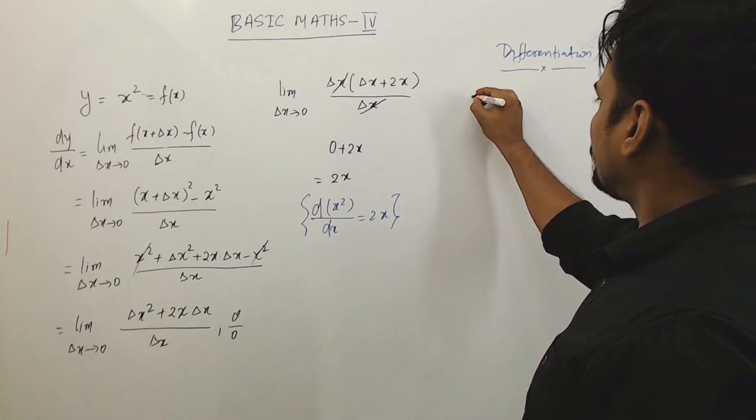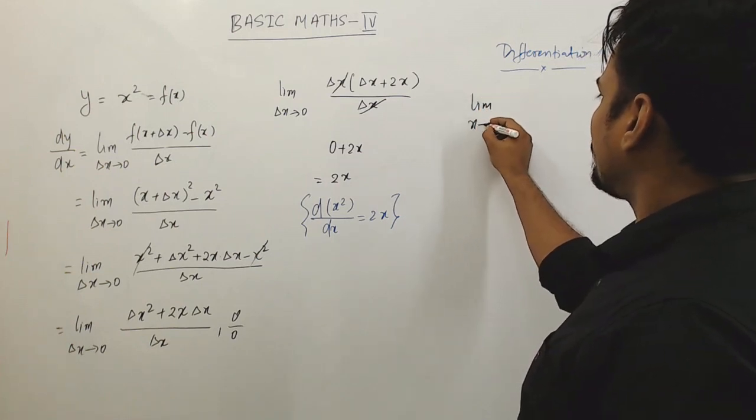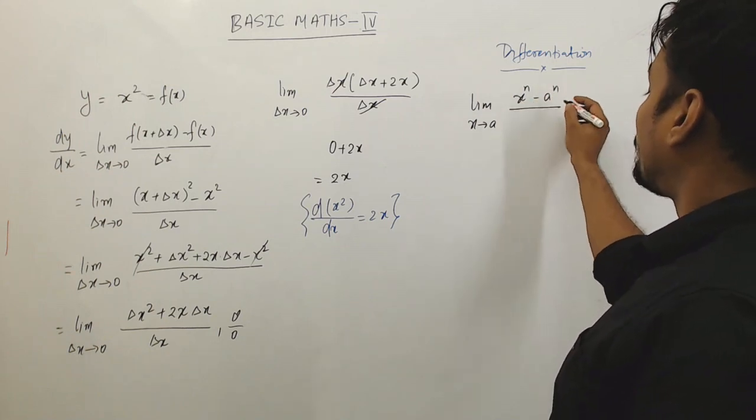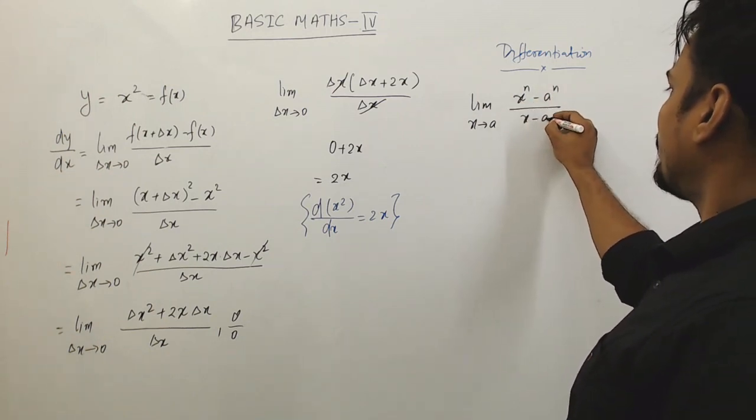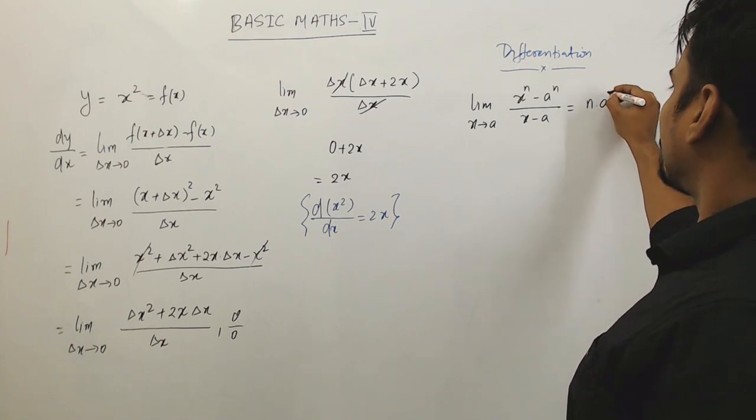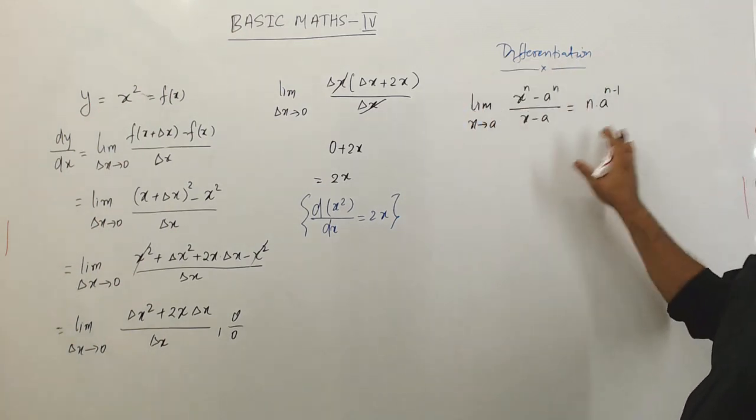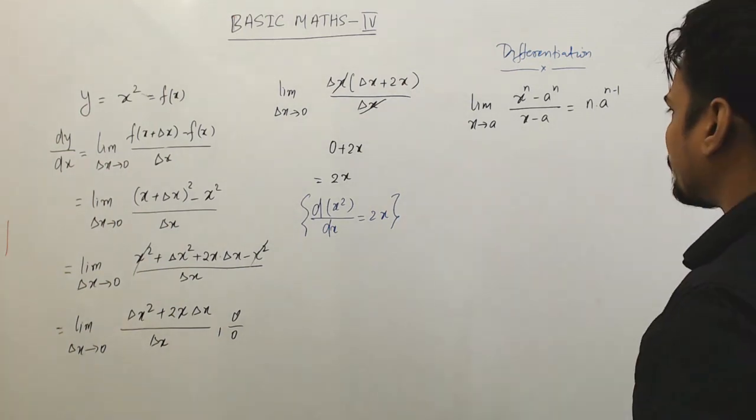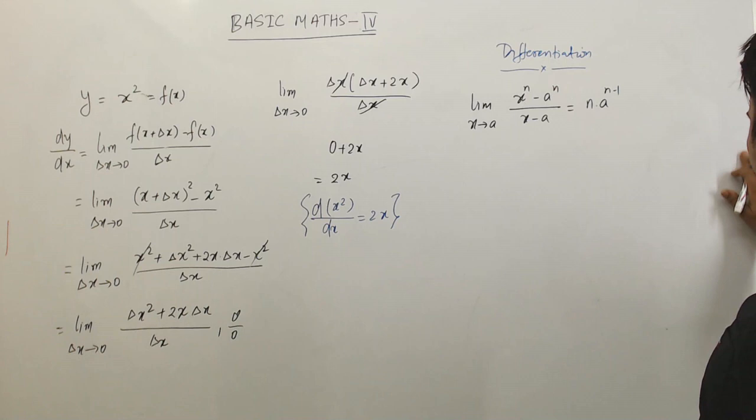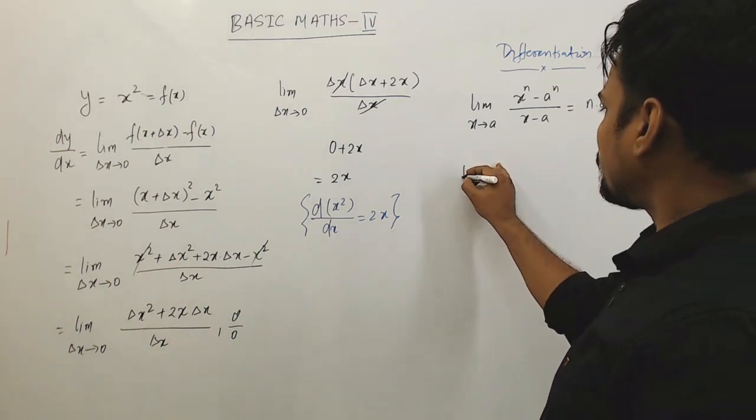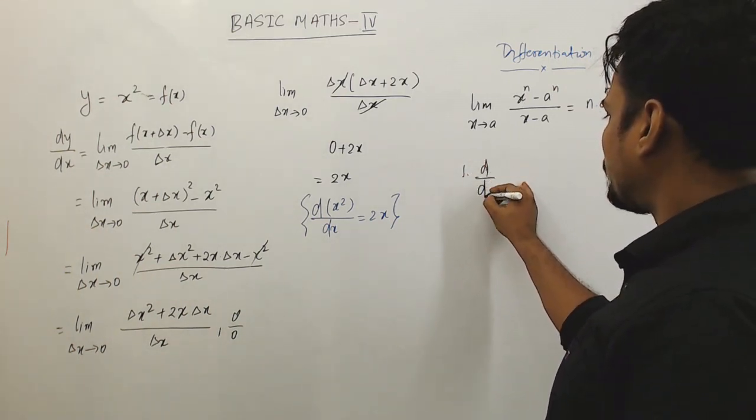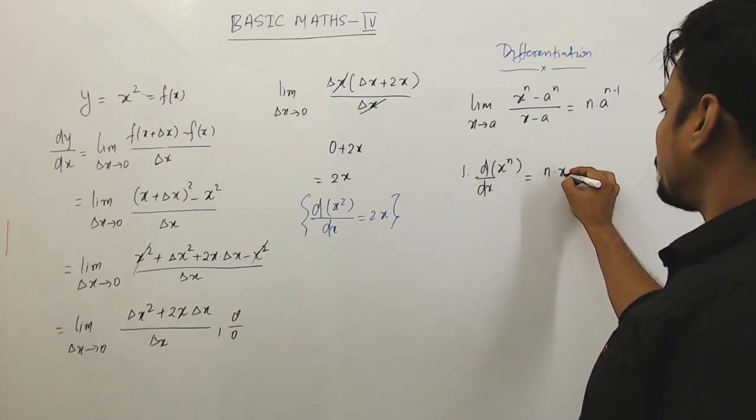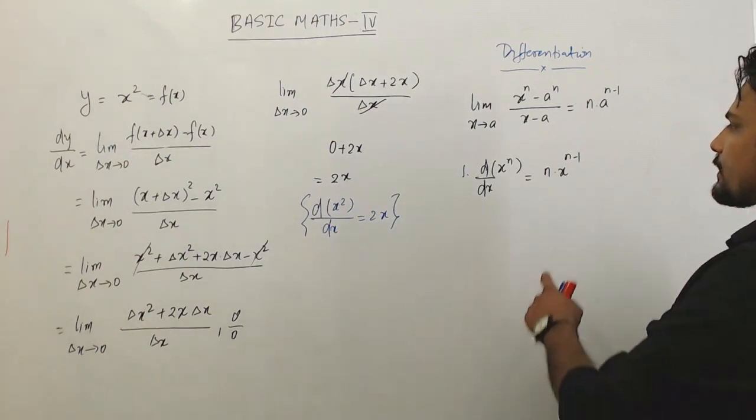I'm just telling you, limit x tending to a, (x to the power of n minus a to the power of n) upon (x minus a) should be equal to n times a to the power of n minus 1. This is a fundamental rule of differentiation, which you will study in the topic limits in the maths of class 11. But anyways, for the concern of physics, I will just tell you a couple of rules that you should be knowing. So if I have d upon dx of x to the power of n, the very fundamental rule of differentiation is going to be n times x to the power of n minus 1.